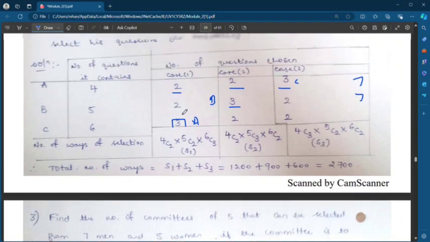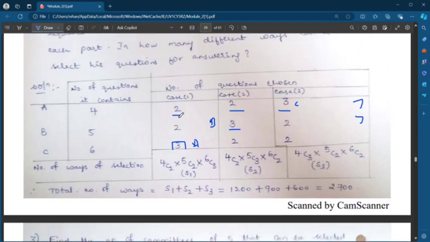Number of ways of selection. So see here, 4C2 into 5C2 into 6C3. Same way, 4C2, 5C3, 6C2. Then 4C3, 5C2, 6C2. That's it. That is your S1, S2, S3.